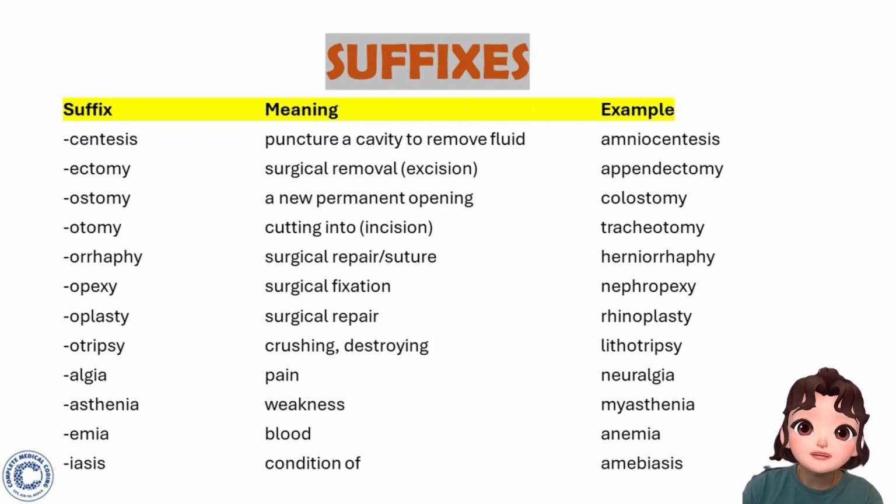Algia, myalgia means pain. Neuralgia, algia means pain. Asthenia, weakness, myasthenia. Emia, wherever words end with emia, it means it's related to blood. Anemia, leukemia, all these end with emia. It means the condition which is related to blood. Now, iasis means condition of, amoebiasis.